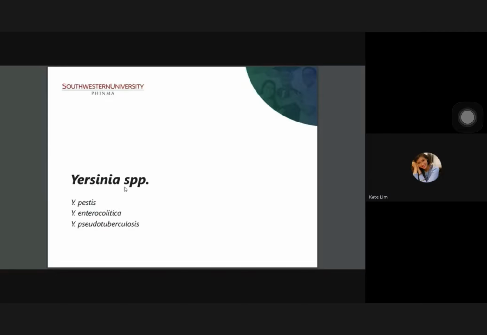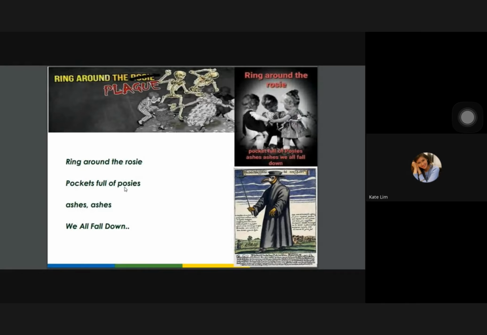So last but not the least is your Yersinia. Yersinia is subclassified into three important species, and that would be your pestis, your enterocolitica, and your pseudotuberculosis. What I have here is the famous nursery rhyme, Ring Around the Rosie. I have read that this poem is often associated with the Black Death, one of the first devastating pandemics that swept throughout Europe in the 14th century. The culprit of the pandemic is a bacterium that we call Yersinia pestis.